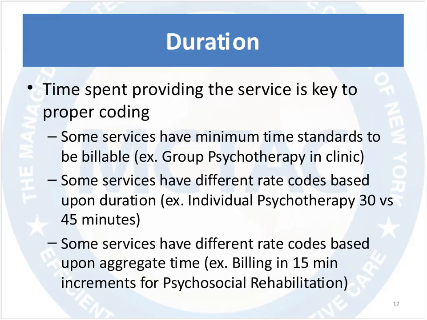So some services have minimum time standards. An example of that is group therapy in clinic. Some services have different rate codes based upon duration. Of course, the individual psychotherapy 30 versus 45 minutes is an example of that. And some services have different rate codes based upon aggregate time. An example is billing in 15-minute increments for psychosocial rehabilitation, billing in 15-minute blocks for crisis services.